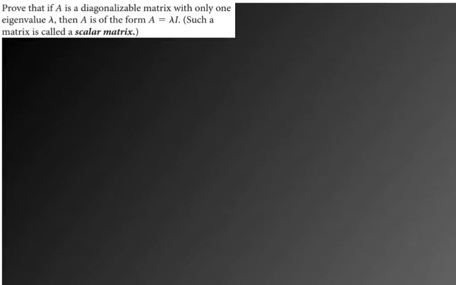This one says that if A is a diagonalizable matrix with only one eigenvalue lambda, then A is of the form lambda I. It's actually called a scalar matrix.